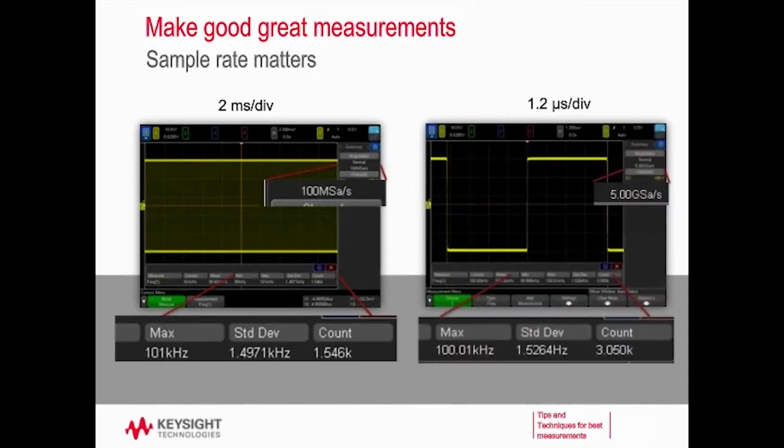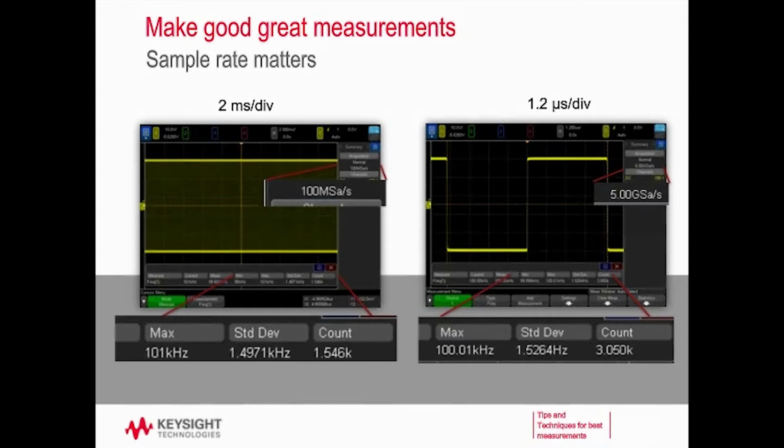So what I've done here is I've zoomed in to 1.2 microseconds per division. So I've gone in to about 100 times closer, and here I have just one waveform on screen. You can see that I'm at 5 gigasamples a second now, so my sample rate has gone up to the maximum sample rate available. And if you look at my standard deviation, this is where it really gets interesting: my standard deviation around 100 kilohertz is now only 1.5 hertz.